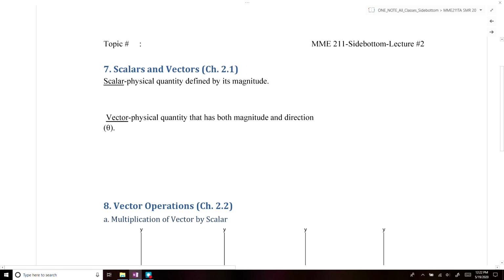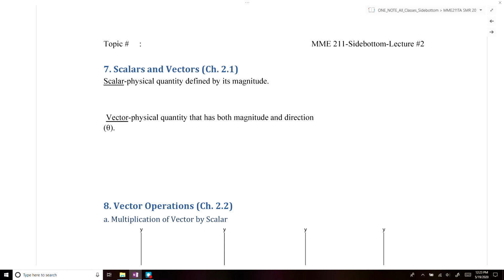So in this video, we're going to discuss two topics: scalars, the difference between a scalar quantity and a vector quantity, and then we're going to talk about how you can add vectors together, subtract vectors, and how you can multiply a vector by a scalar number. Okay, so these operations you're going to use a lot in this class, and it's very important that you understand the differences between scalar and vector quantities.